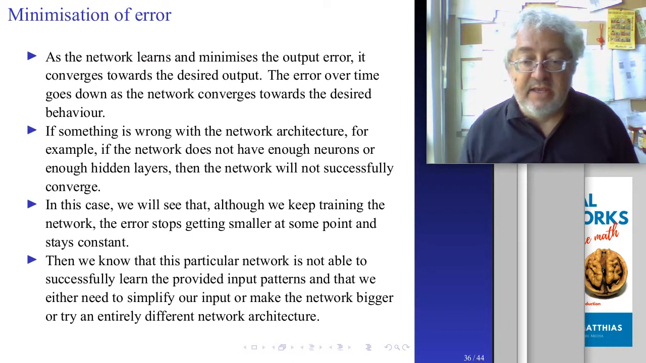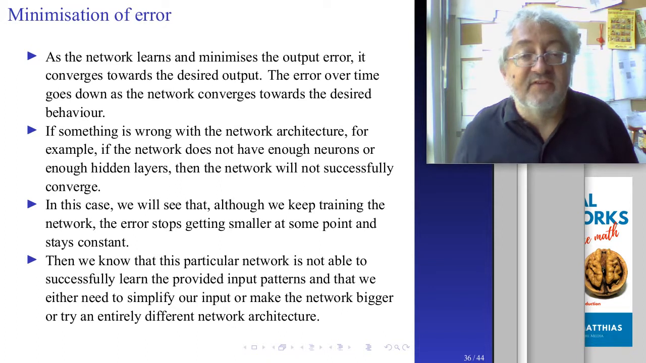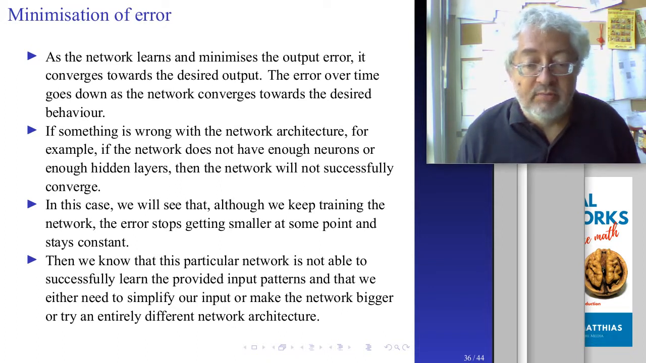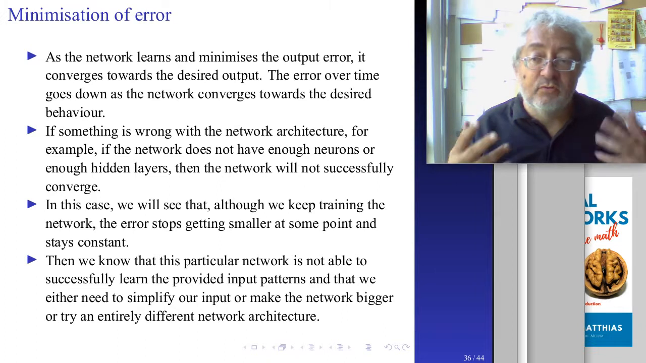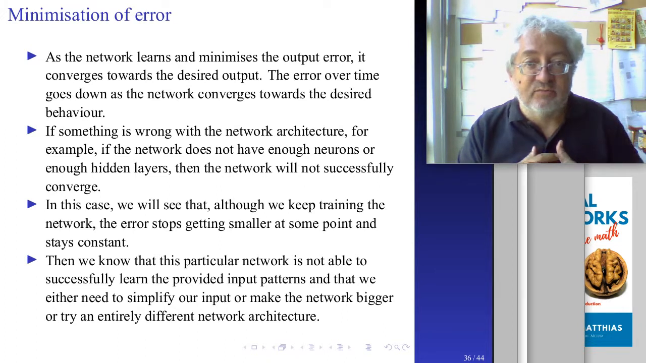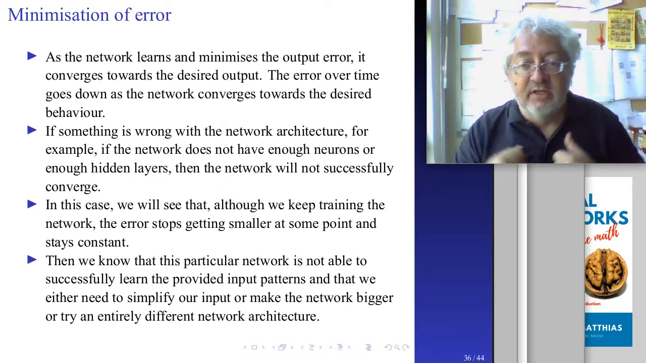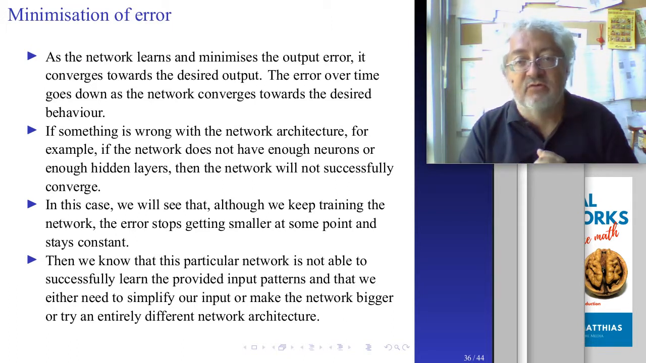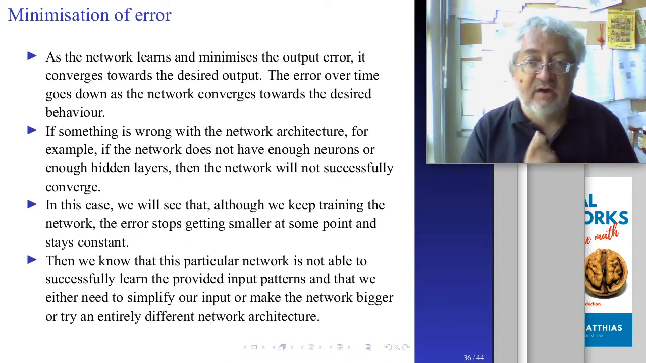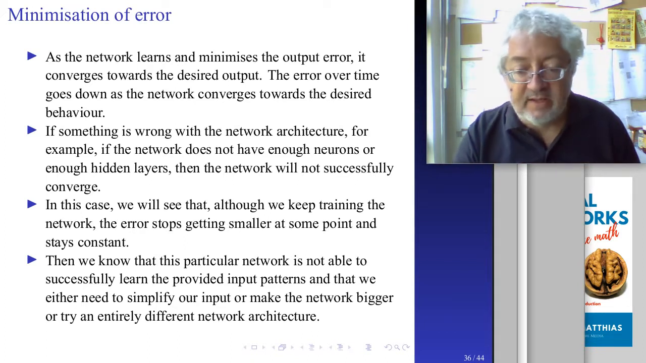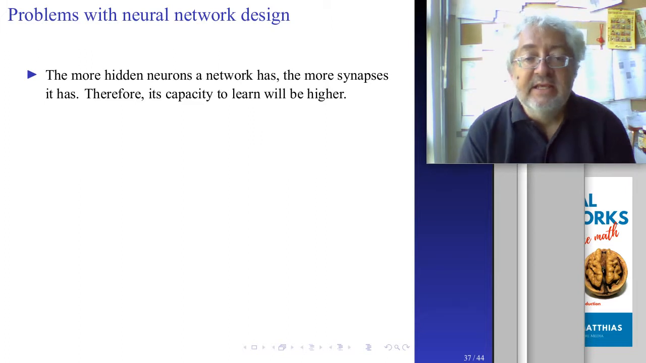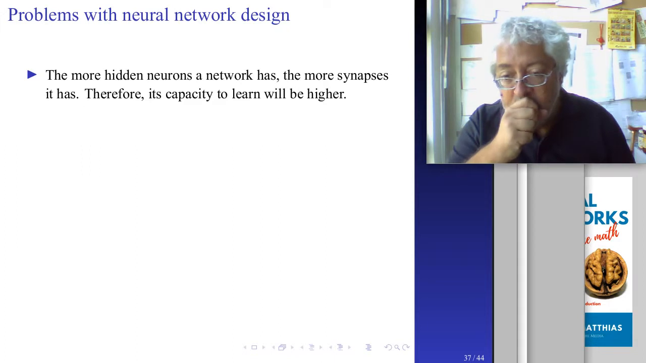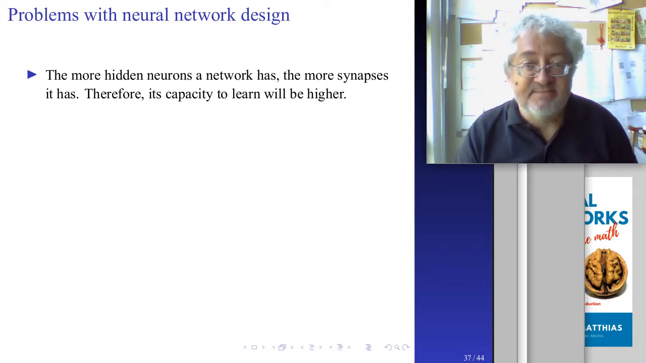And therefore you need to either simplify the input or make the network bigger, or try a different way of arranging things inside the network, right? Not all networks need to be fully connected, for example. Some networks can be connected only some neurons to other neurons. And sometimes, depending on how your data is, this might be advantageous. Obviously, the more hidden neurons your network has, the more synapses it has, and therefore the capacity to learn will be higher, right?